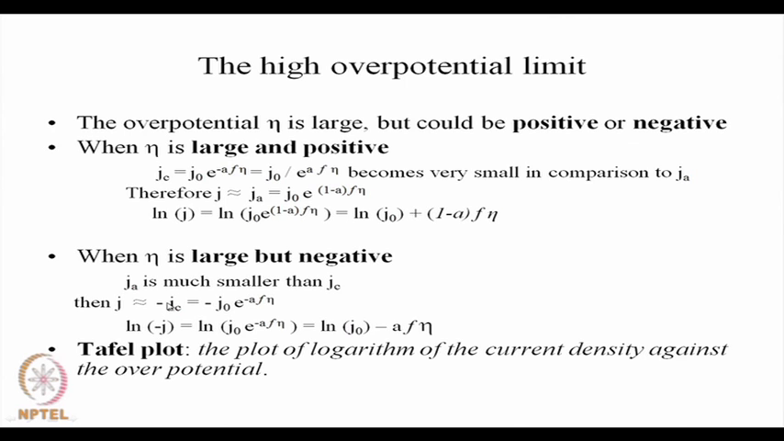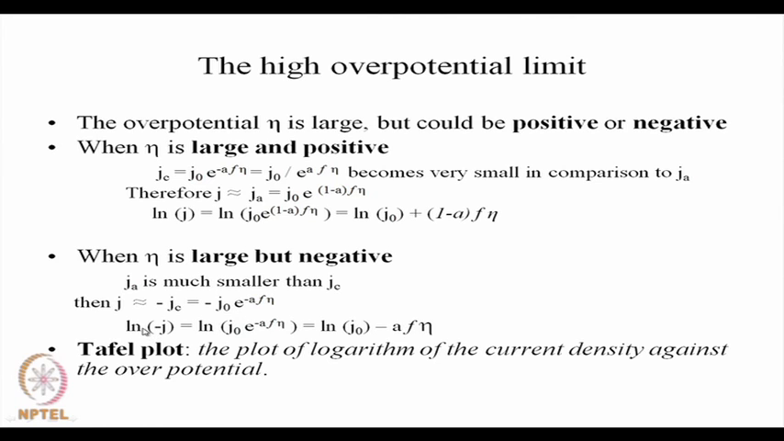Now, when eta is large but negative, under that condition the reverse is happening: Ja, the anodic current, is much smaller than Jc, the cathodic current. Therefore, when eta is large but negative, J is approximately equal to minus Jc, because J is equal to Ja minus Jc and Ja is much smaller, so you can neglect Ja. Therefore, J is equal to minus J0 e to the power minus A f eta.